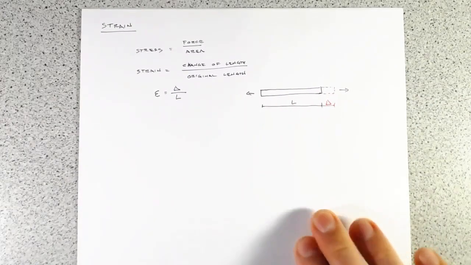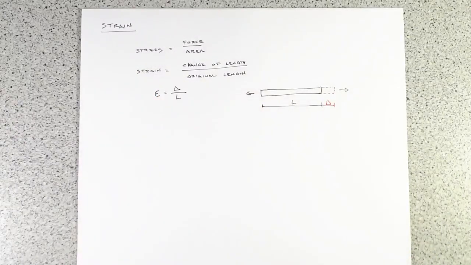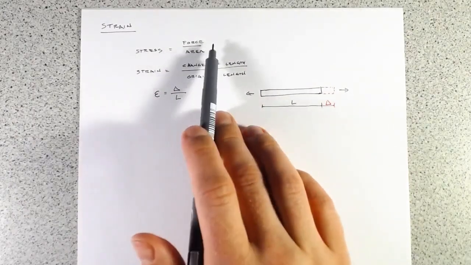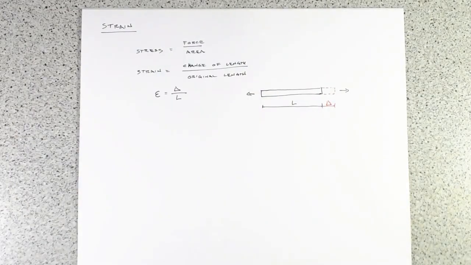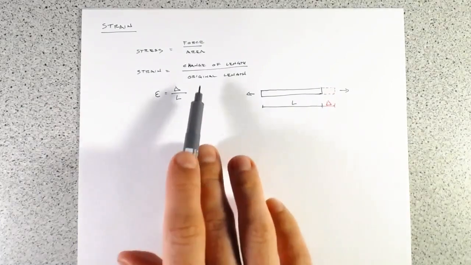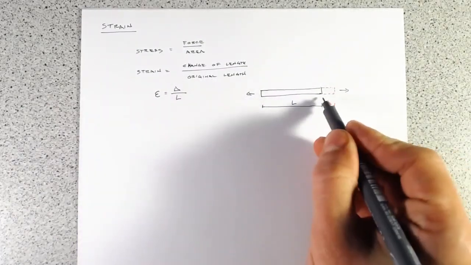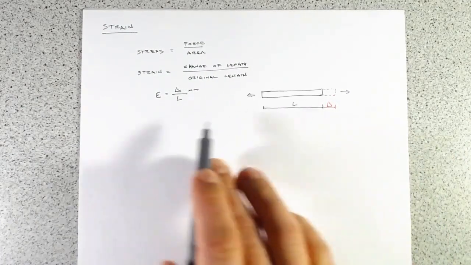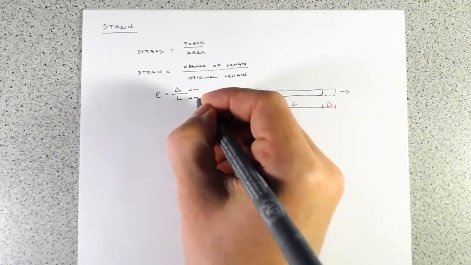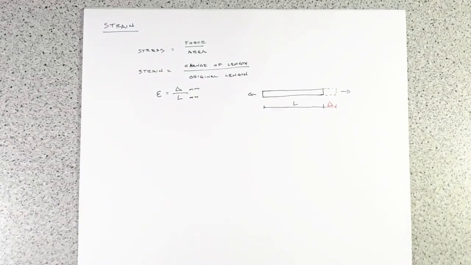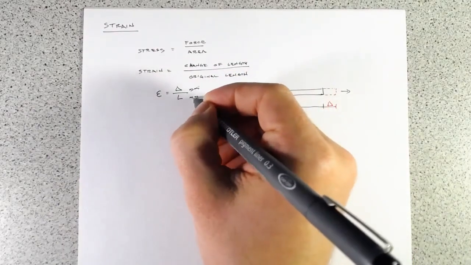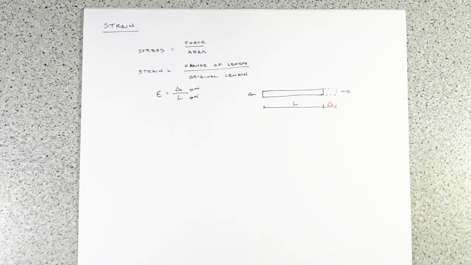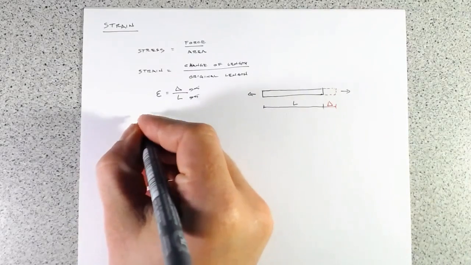One thing to note with strain: with stresses, we've got the same units as pressure, so a force over area, so newtons over millimeters squared. But strain is a change in length, say this delta, which will be in millimeters, over our original length, which is also in millimeters. This really means that these cancel out, so strain is unitless, and often it is reported as a percentage.